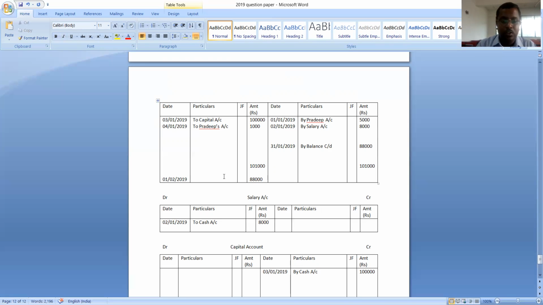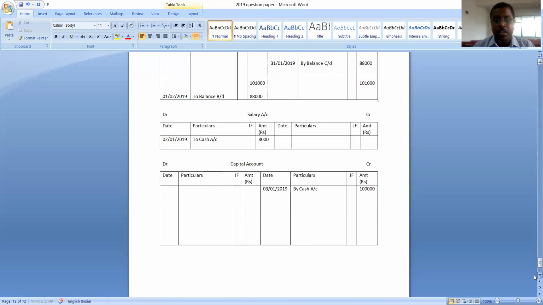In particulars column, what should we write? In particulars column, we should write "to balance brought down." Understood? It is how we need to close the ledger account. So let us move to the remaining accounts.